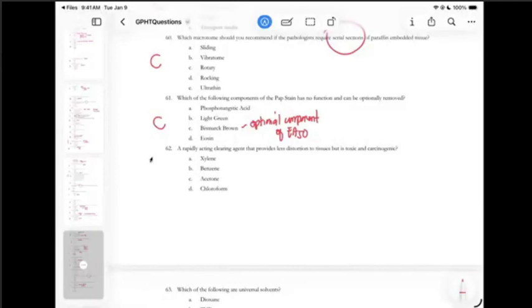Remember, yung ating PAP stain, meron yung nuclear stain, Harris, meron tayong counter stain for the immature cells, that's the EA50, and then OG6 for the mature cells' cytoplasm. So Bismarck brown, component yan ng EA50, pwedeng tanggalin. It's an option. 61, letter C. 62, which is a rapid clearing agent? There is less distortion, but it's a bit carcinogenic. It may also cause aplastic anemia.